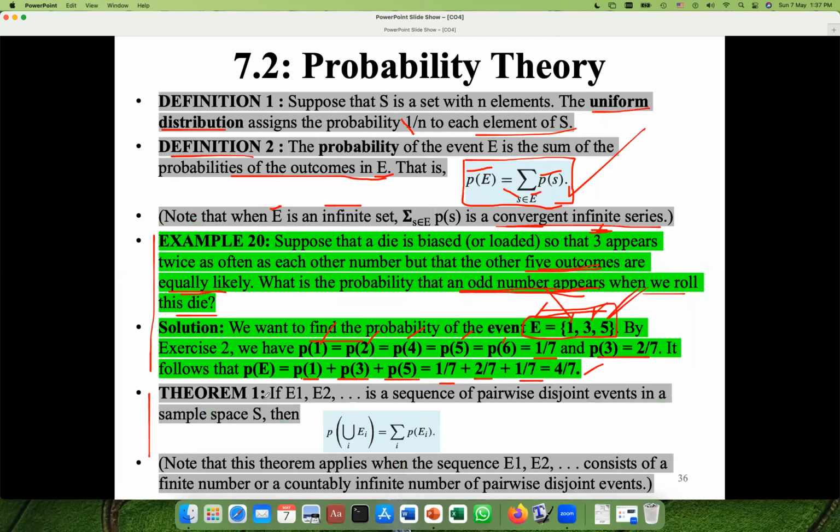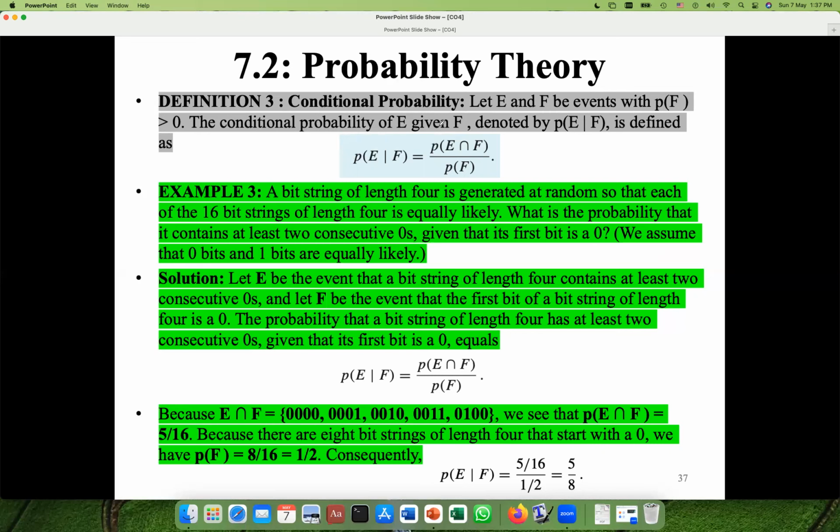So this theorem 1 is not saying anything. When you have events E1, E2, and so on, infinite, you have multiple events, and to find the probability of the union of the Ei's, you have to calculate the probability of E1 plus E2 and so on. You have to sum, nothing else.